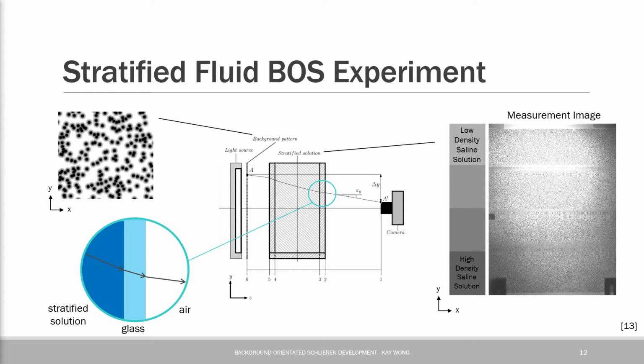The setup captured 2D planar images using the typical Z-type configuration, where the camera, object, and background are along a single axis. The background was backlit with a white light source illuminating randomly distributed black dots on an A4 transparent sheet. And the stratified liquid was placed in a glass tank.